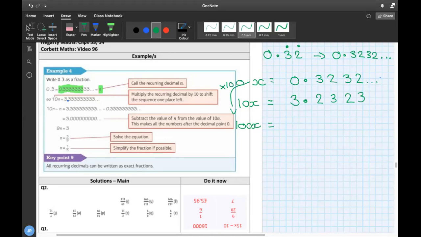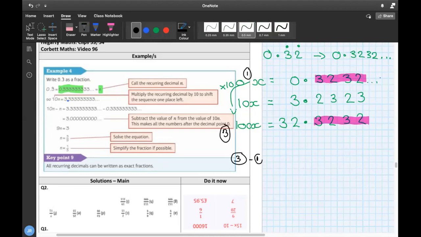Let's see what happens if we multiply the original x by 100. Because we're multiplying by 100, it's going to move the decimal point twice, or 2 positions. So we've now got 32.3232. And hopefully you can see now that these actually match up. We've got 323232, 323232. So what we can do here is we can do 100x. Let's label this as line 3, and this one was line 1. We're now going to do 3 take away 1.